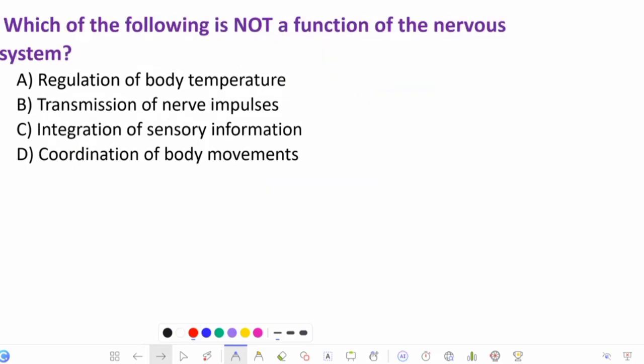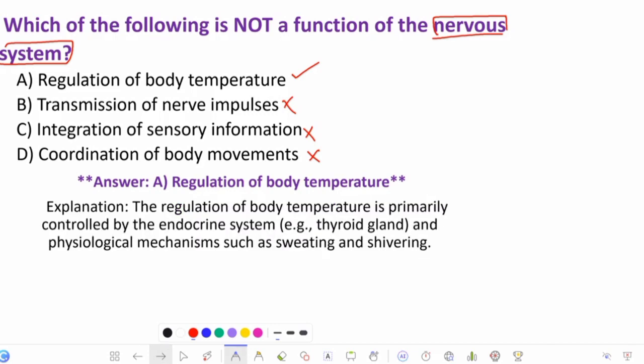Which of the following is not a function of the nervous system? Yes, the nervous system. We already discussed the nervous system and the endocrine system. They both work inside the body to maintain coordination. Regulation of body temperature, transmission of nerve impulses, integration of sensory information, coordination of the body. All are functions of the nervous system, but number one, regulation of body temperature, is not a function of it, because it is a function of the endocrine system and the physiological system, which we named in the previous MCQs, the thermoregulatory mechanism.